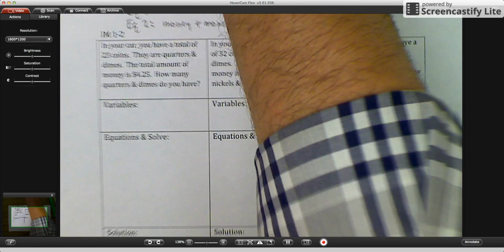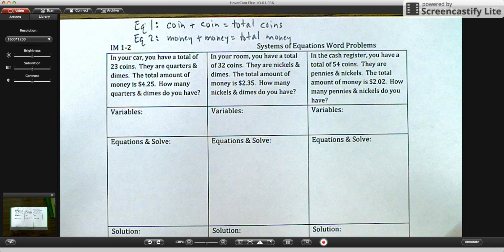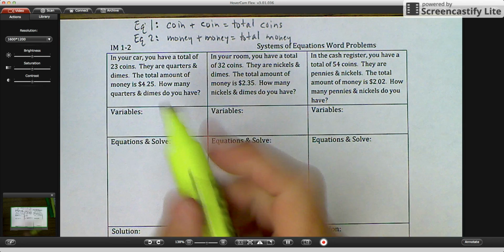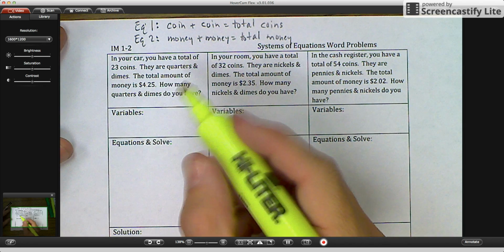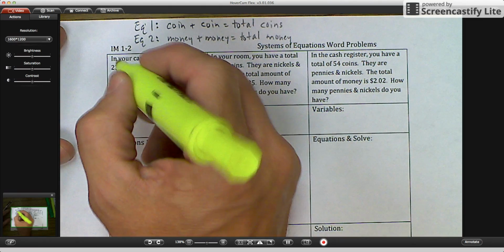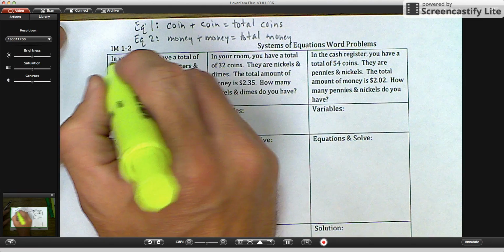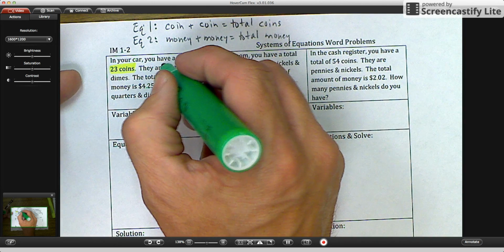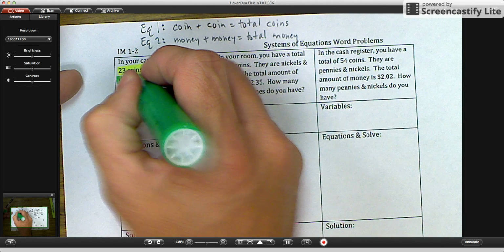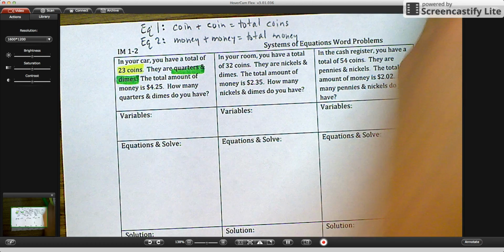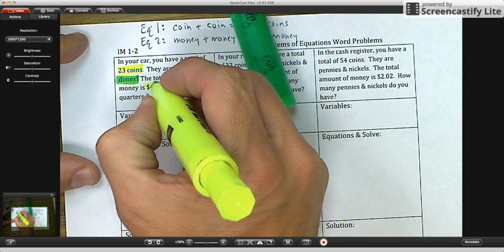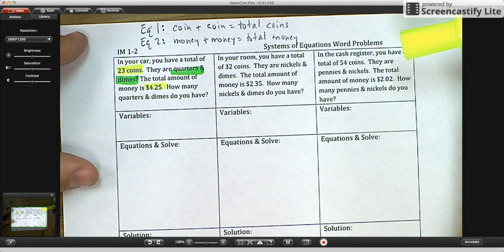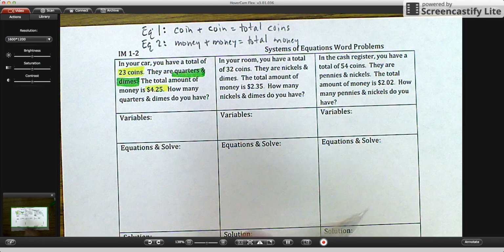Oh, excuse me. Bang the desk. So the first one that we have, it says in your car, you have a total of 23 coins. Again, I want to have a highlighter. I'm going to highlight stuff. I have 23 coins. They are quarters and dimes, and I'm going to highlight this one in a different color. The total amount of money is $4.25.